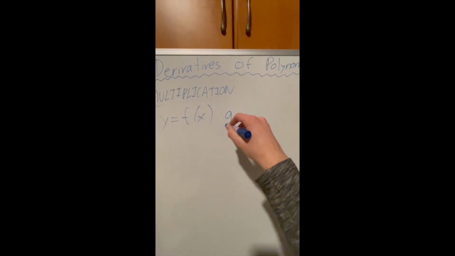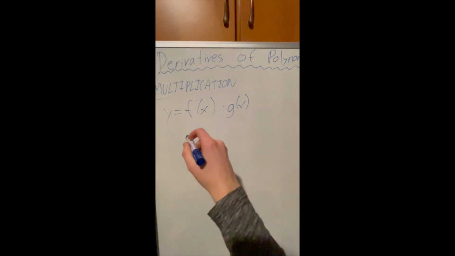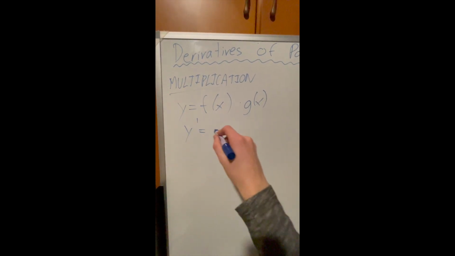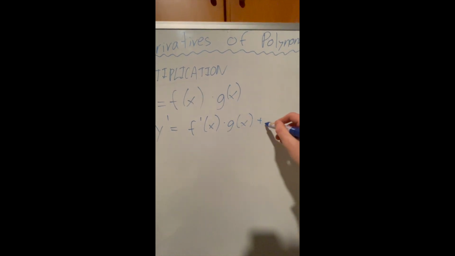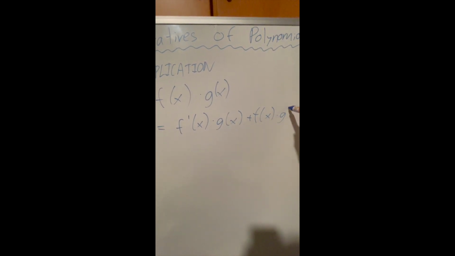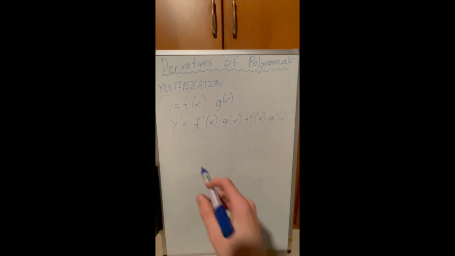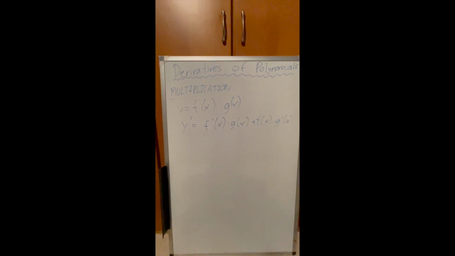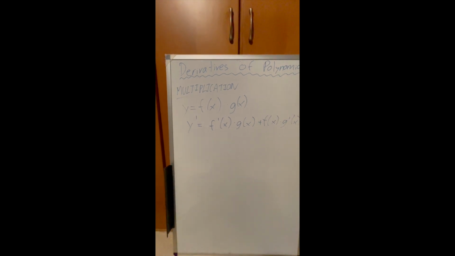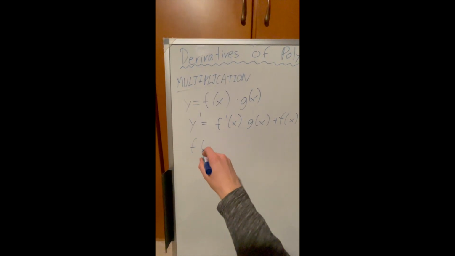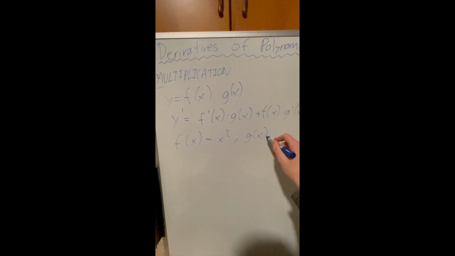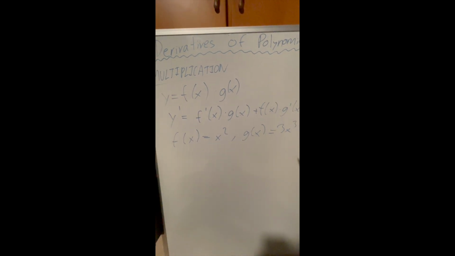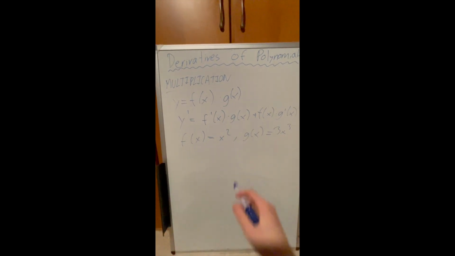We know that for y equals f of x times g of x, the derivative of this is f prime of x times g of x plus f of x times g prime of x. So we can apply this instead of having to use our formula. So we have that our f of x is equal to x squared and our g of x is equal to 3x to the power of 3. Now let's just apply this formula right here.